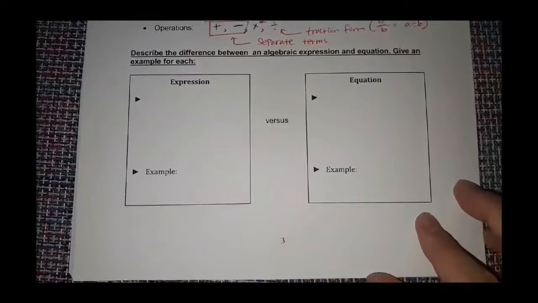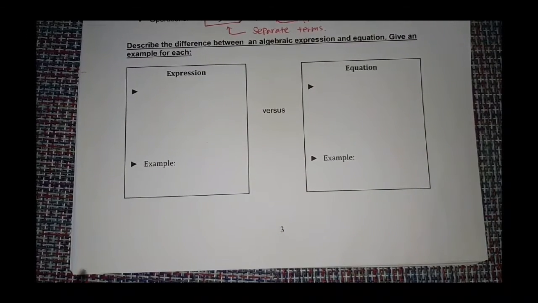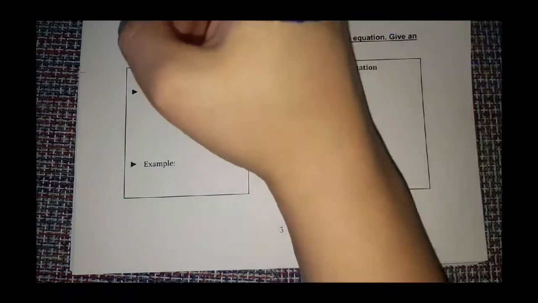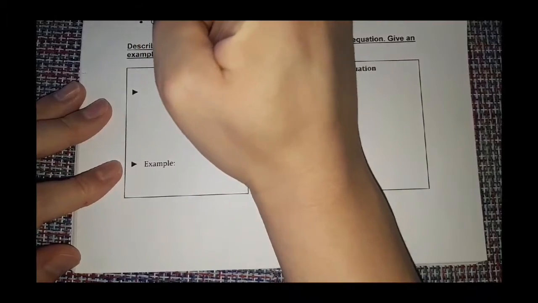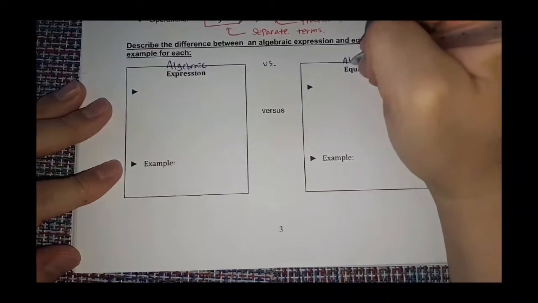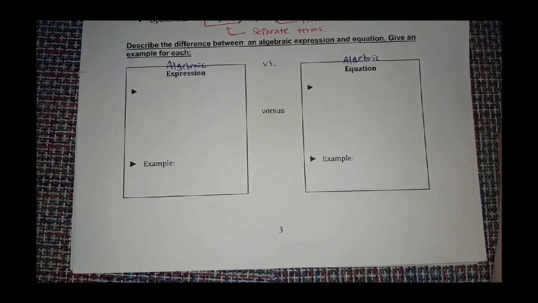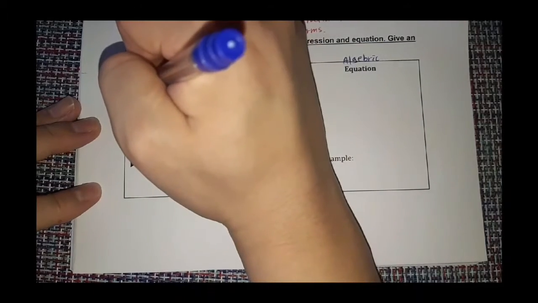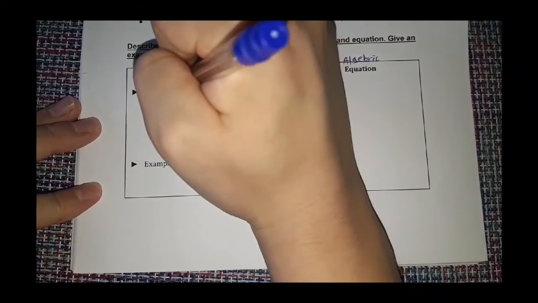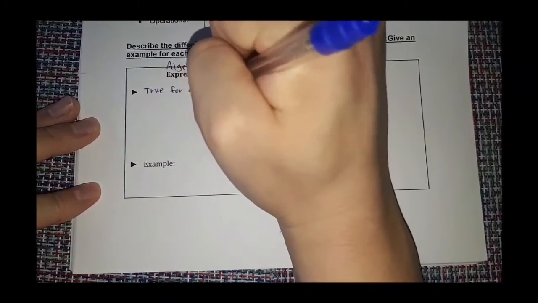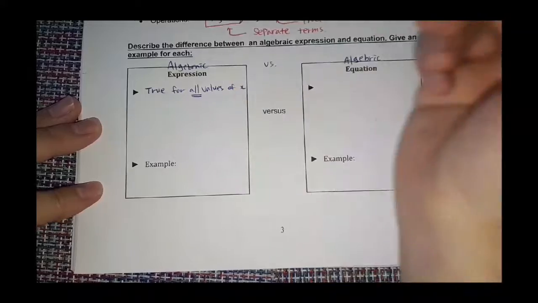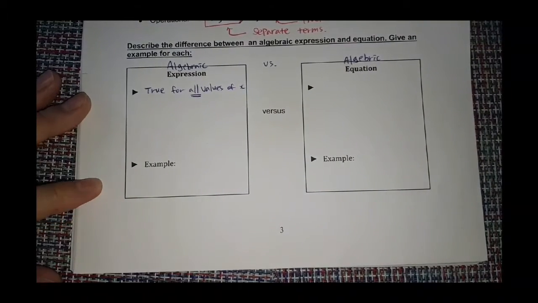Now, it is important to understand the significant difference between an algebraic expression versus an algebraic equation. What's the main difference? First thing first, expression. One key thing that you need to understand is it is true for all values of x. What I mean by that is x can be substituted by any single number.